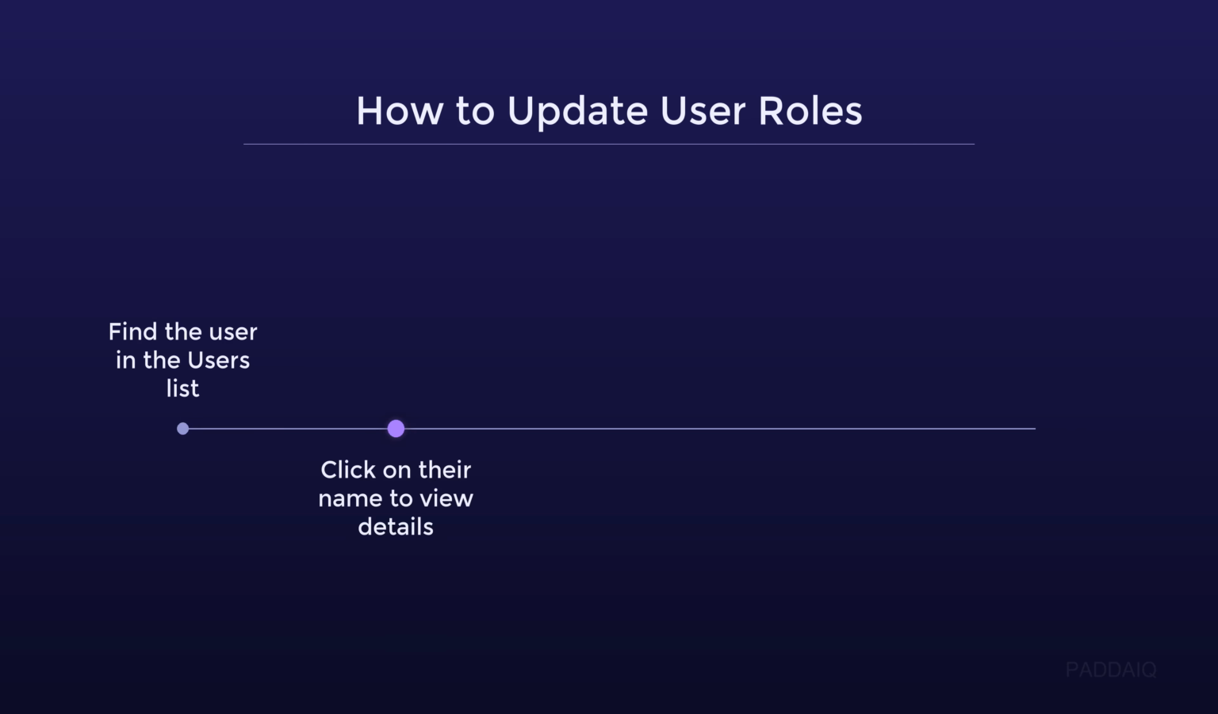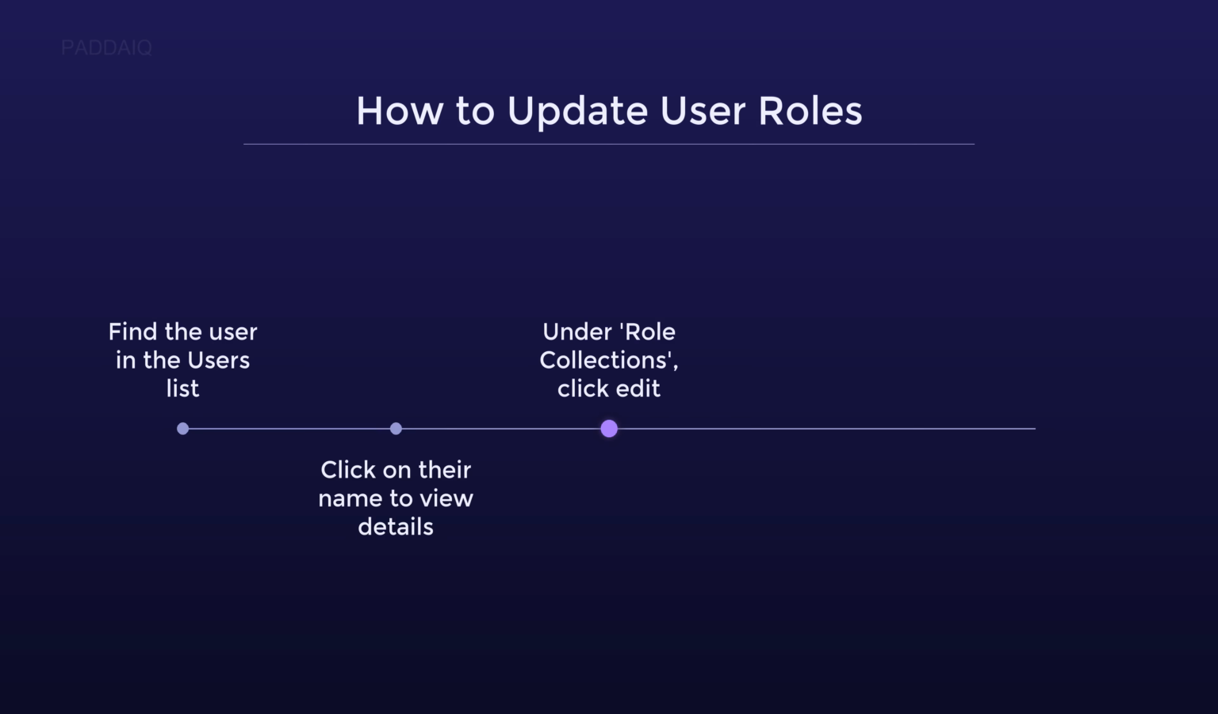Click on their name to view details. This means selecting a user's name to open a screen showing their specific role assignments and permissions. For instance, if you need to check what access Maria has, you click her name to see her exact roles. This action provides the necessary information to accurately proceed with any required updates.